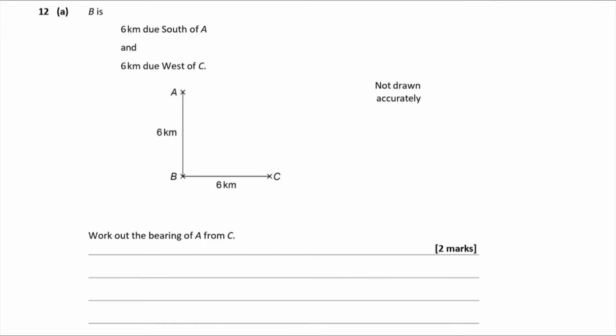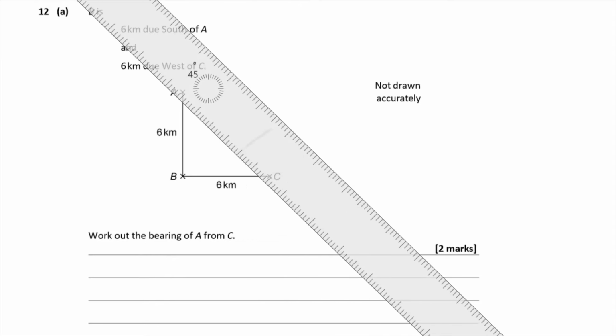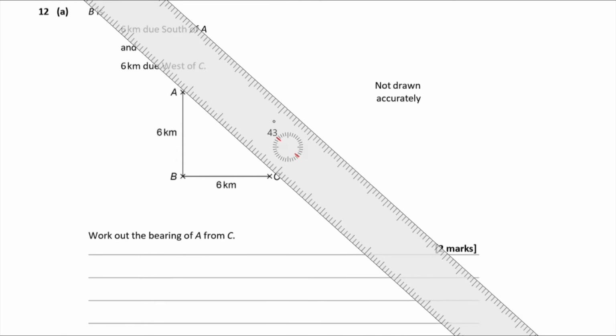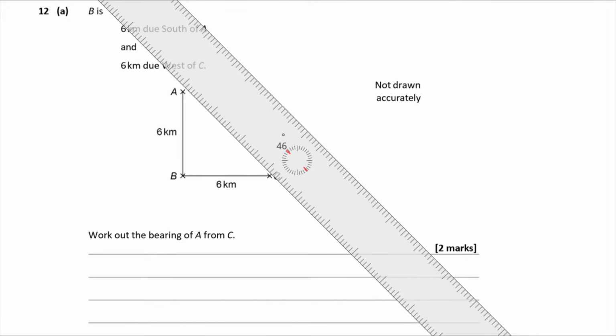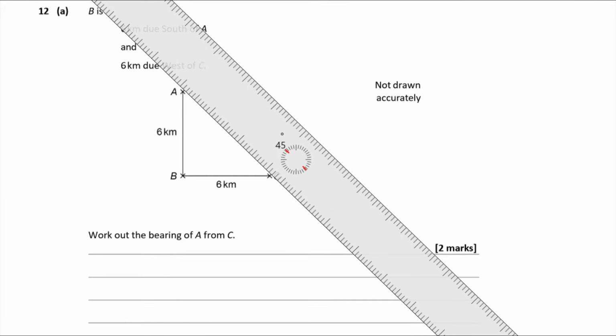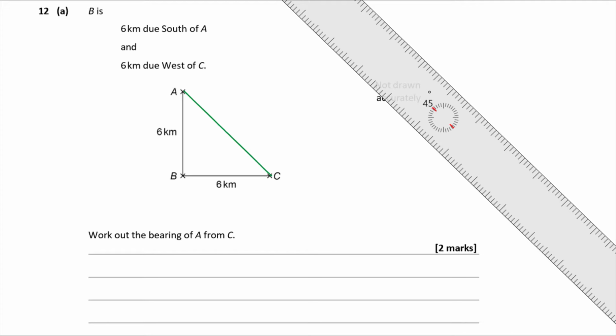Work out the bearing of A from C. So we need to go to A from C. I'm going to draw that line on because it's not currently on the picture. Using the ruler, I'm just going to draw an extra line in from there up to there. So we want to go from C towards A, don't we?